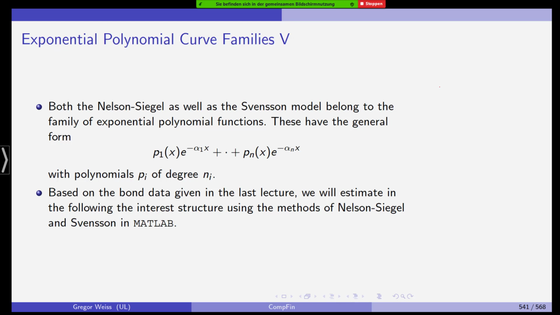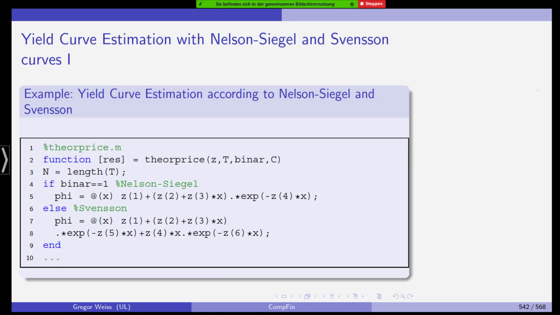And based on the bond data, not in the last lecture, but in this lecture, we can now estimate the term structure of interest rates using Nelson-Siegel and Swenson. Actually, this is done by central banks. First of all, we need to calculate the theoretical prices. We define this function, theor price. We have z, t, and binar. This is a variable. If it's 1, we say it's Nelson-Siegel. For everything else, it's supposed to use the Swenson model.